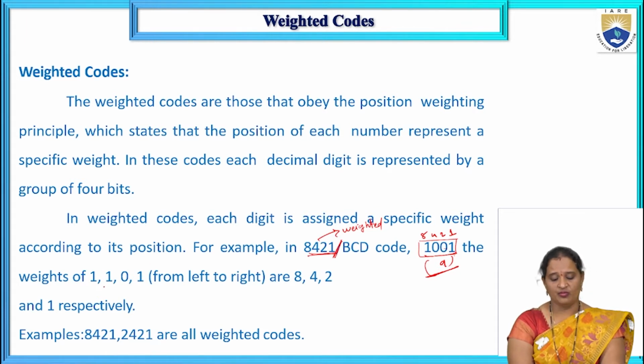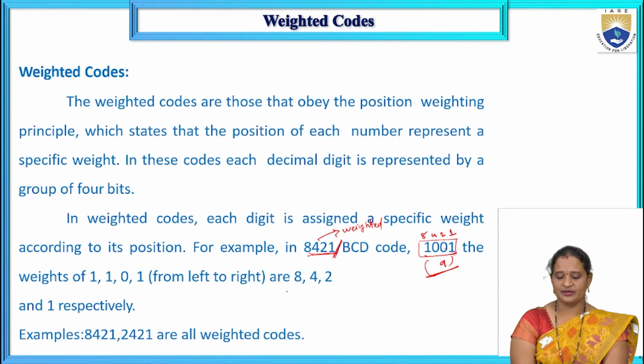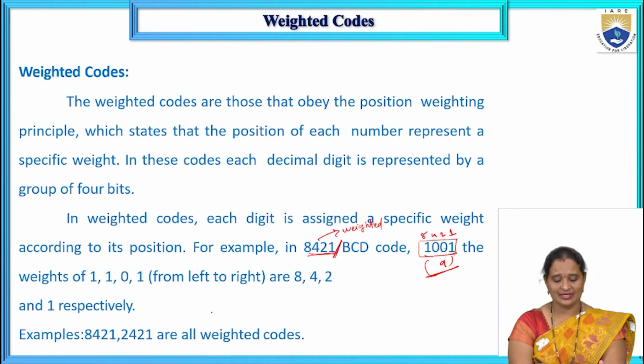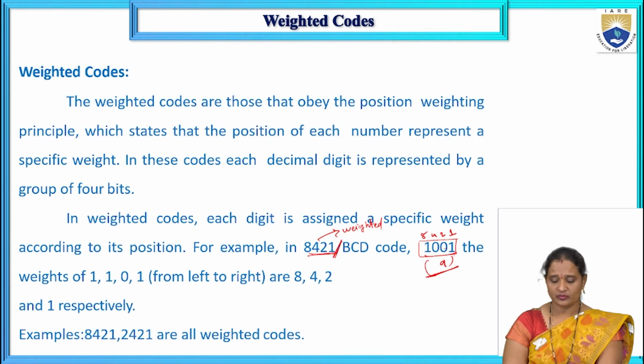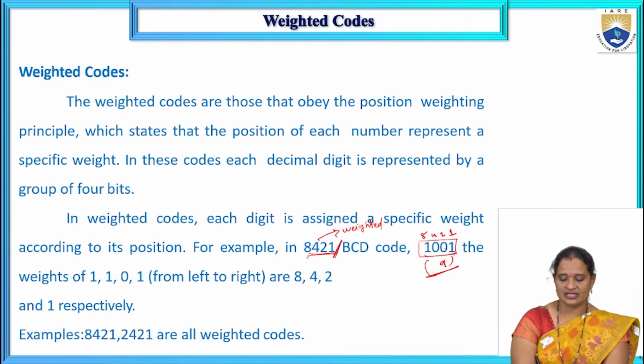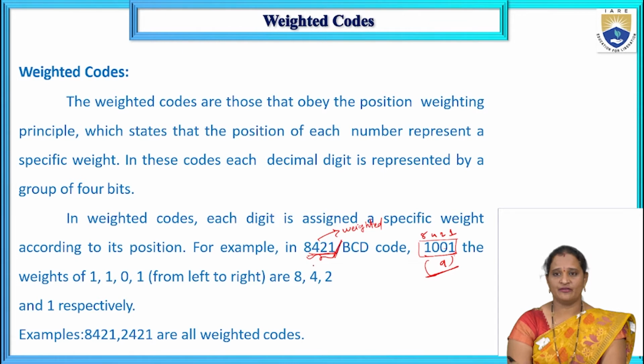So the weights of 1101 from left to right will be 8, 4 and 2, 1 respectively. That means in a weighted code, each and every digit will have its own positional weight. So this is an example of a weighted code, 8421.